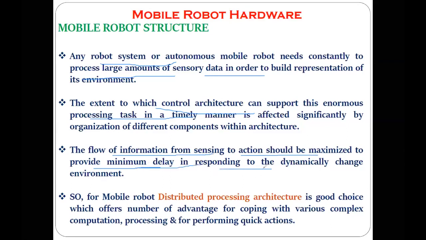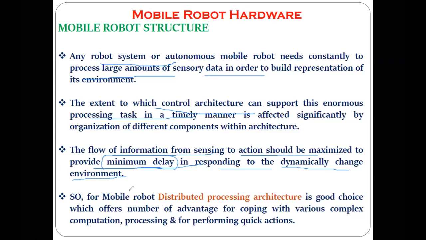So in order to achieve this, information should get processed fast, and the flow of information should reach the processing component of the robot fast. If the information needs to reach the processing component of a robot fast, then sensing has to be done fast. Okay, because you know that in a dynamically changing environment, there are always changes in the data very fast and very frequently. So the control architecture needs to be selected accordingly so that information can be passed speedily and minimum delay can be there when we expect some response from the robot.